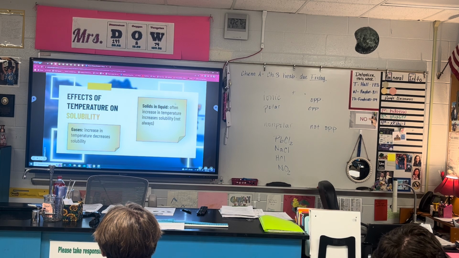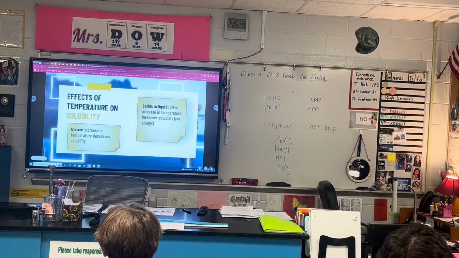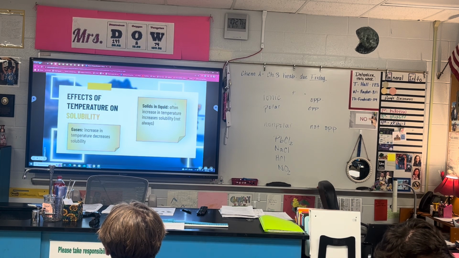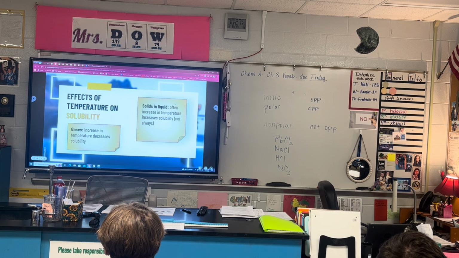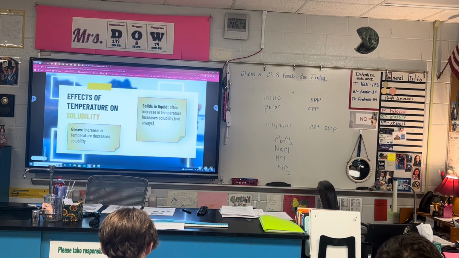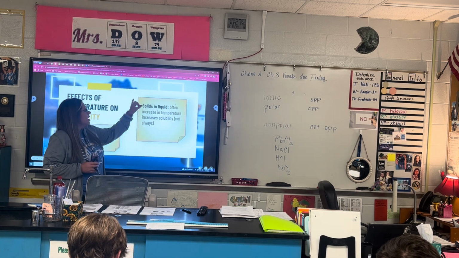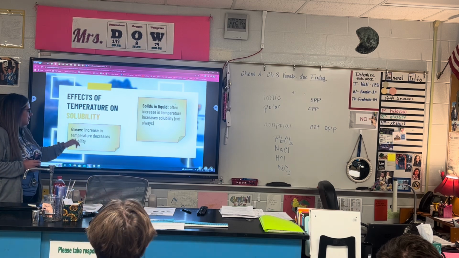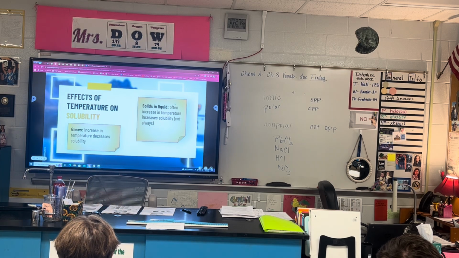Because to me, you're still increasing your particle speed, but what it's saying is that your particles are now not coming into contact with each other. It says they break intermolecular bonds, causing them to escape the solution. Yeah, so they go out of it. So I don't know, just write it down. So for solids and liquids, increasing temperature increases solubility, but in gases it decreases. So write that down.